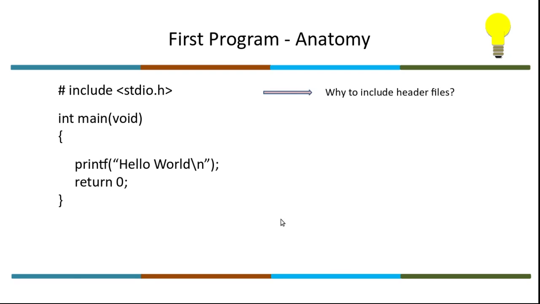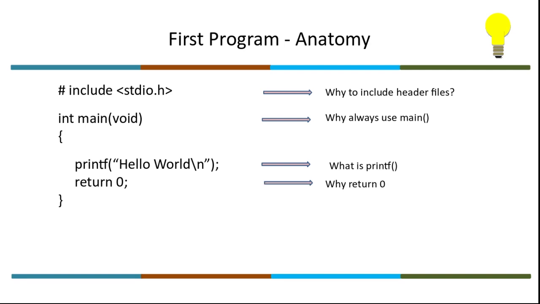So why do we include stdio.h in this program? Why always use main? Why not man and why not something else? What is printf? Is it a C statement provided by a language, or is it a macro, or is it a function? Why do we return 0? What is the consequence of returning something else? Who is using this? How are they using it?